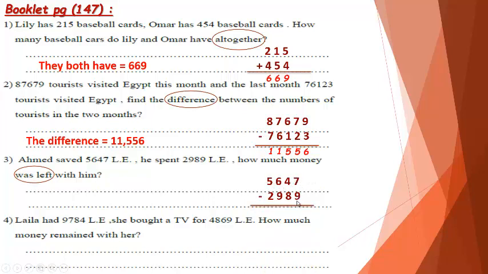Let's start. 7 minus 9, of course it can't be, so I'm going to borrow 1 from the 4. It will be 3, and this 7 is going to be 17. 17 minus 9 equals 8, and 3 minus 8, it can't be, so I'm going to borrow 1 from the 6. It will be 5, and this 3 will be 13. 13 minus 8 equals 5. And 5 minus 9, of course, it can't be. So I'm going to borrow 1 again from the 5. It will be 4, and this 5 will be 15. 15 minus 9 equals 6. And 4 minus 2 equals 2.